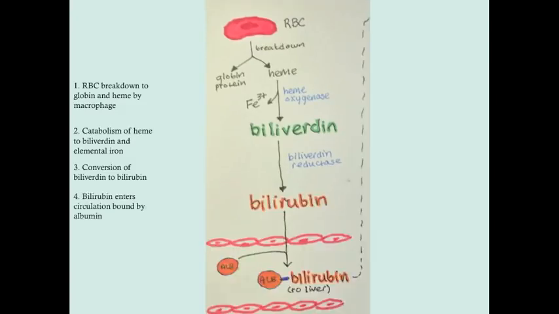The next step then is bilirubin gets taken up into the circulation, and it is subsequently bound to albumin. Now, some bilirubin will be free, but the vast majority of bilirubin will be bound to albumin because bilirubin itself is not water soluble, so it needs to be bound to a protein in the blood. And we'll see when we talk about pathologic jaundice, if there's not enough albumin in the blood, then you're going to have a lot more circulating free bilirubin, and that's going to come into play when we talk about bilirubin encephalopathy and kernicterus.